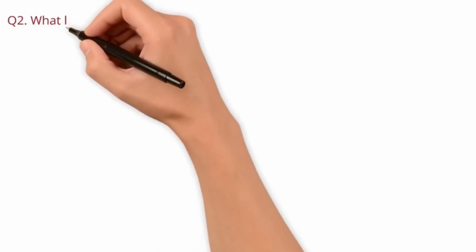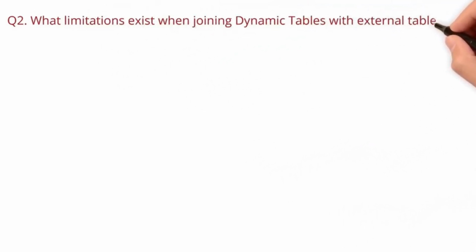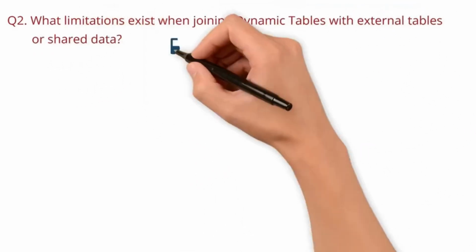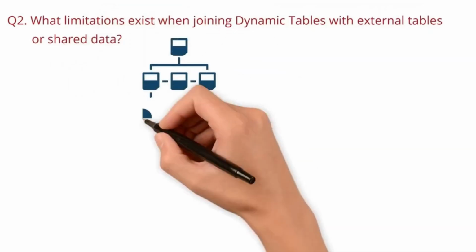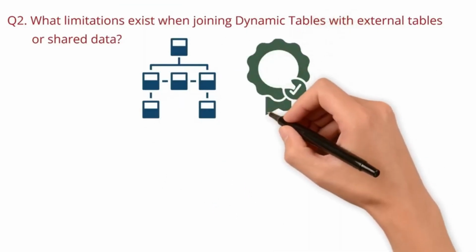Question 2. What limitations exist when joining dynamic tables with external tables or shared data? This question tests your awareness of Snowflake's object model and best practices for working around these constraints.